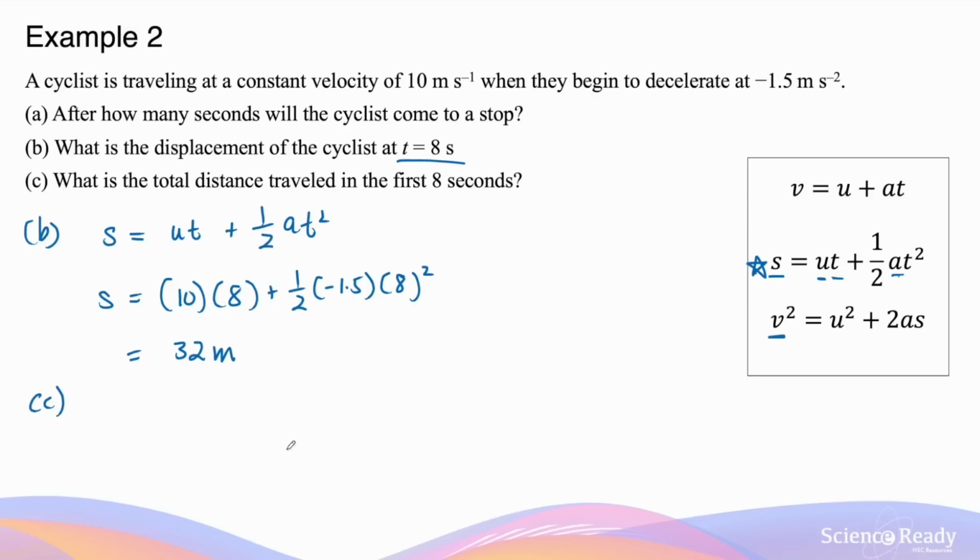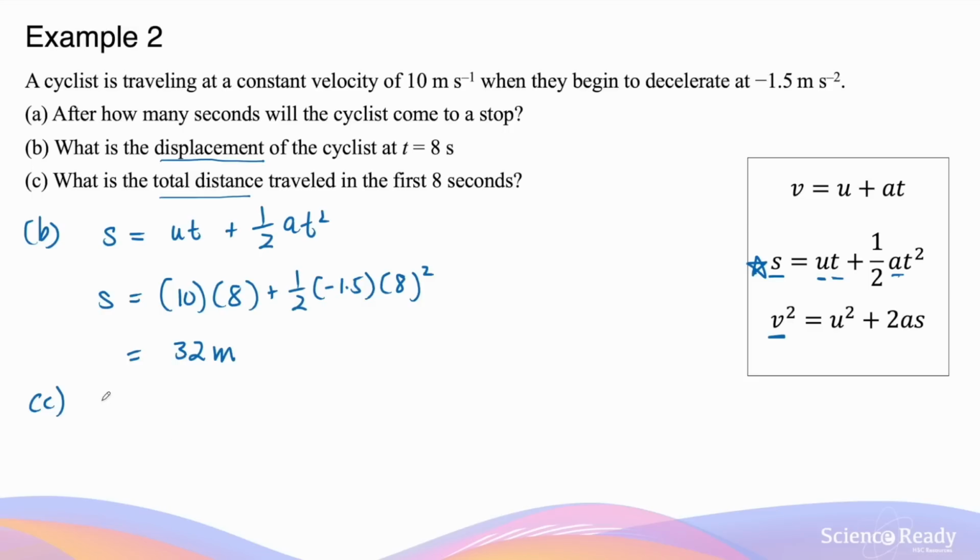Alright, part C. What is the total distance traveled in the first 8 seconds? The difference between part B and part C is that part B is asking for displacement, whereas part C is asking for the total distance. Displacement is a vector quantity, which accounts for direction, whereas distance is a scalar quantity. It includes the total displacement regardless of the direction of travel.